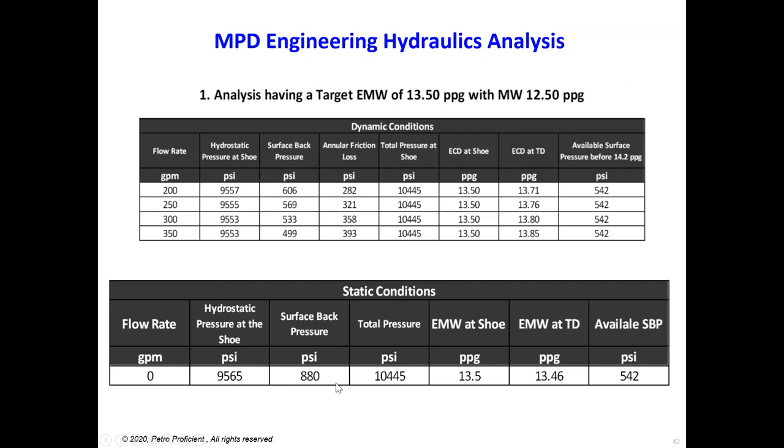Here, your surface back pressure has increased considerably because you're compensating for annular friction pressure loss. Total pressure is again the same. Equivalent mud weight should be the same. And at TD also, as you can see, it is lower than what you had before. Your available surface back pressure is also the same, which is 542, before you reach this point of 14.2 PPG, which is the maximum at your shoe, after which you will fracture the shoe. So this is what you have in one case.